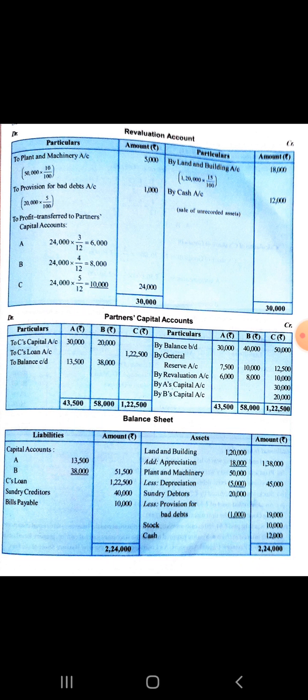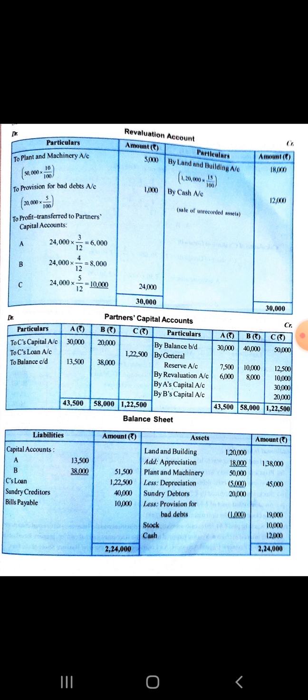Next, fourth adjustment, provision for doubtful debts was to be created at 5%. Amount of debtors given in the question is rupees 20,000. Provision for doubtful debts is 5% of 20,000, that is rupees 1,000, which is also debited to revaluation account.